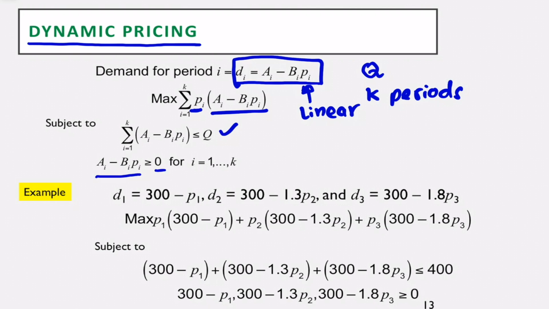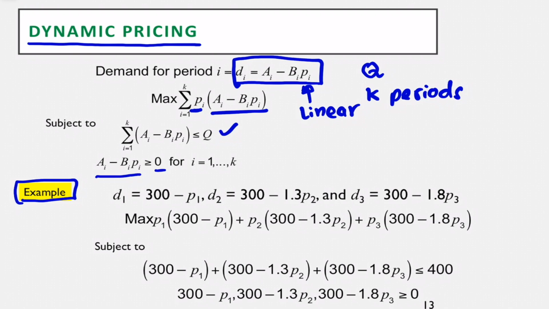And one assumption that we make is that customers who purchase in initial periods are less price sensitive, whereas those customers who purchase later are more price sensitive. And basically, the retailer wants to vary the price over time so that they are able to maximize the revenue they can extract out of Q items. So let's look at one example.